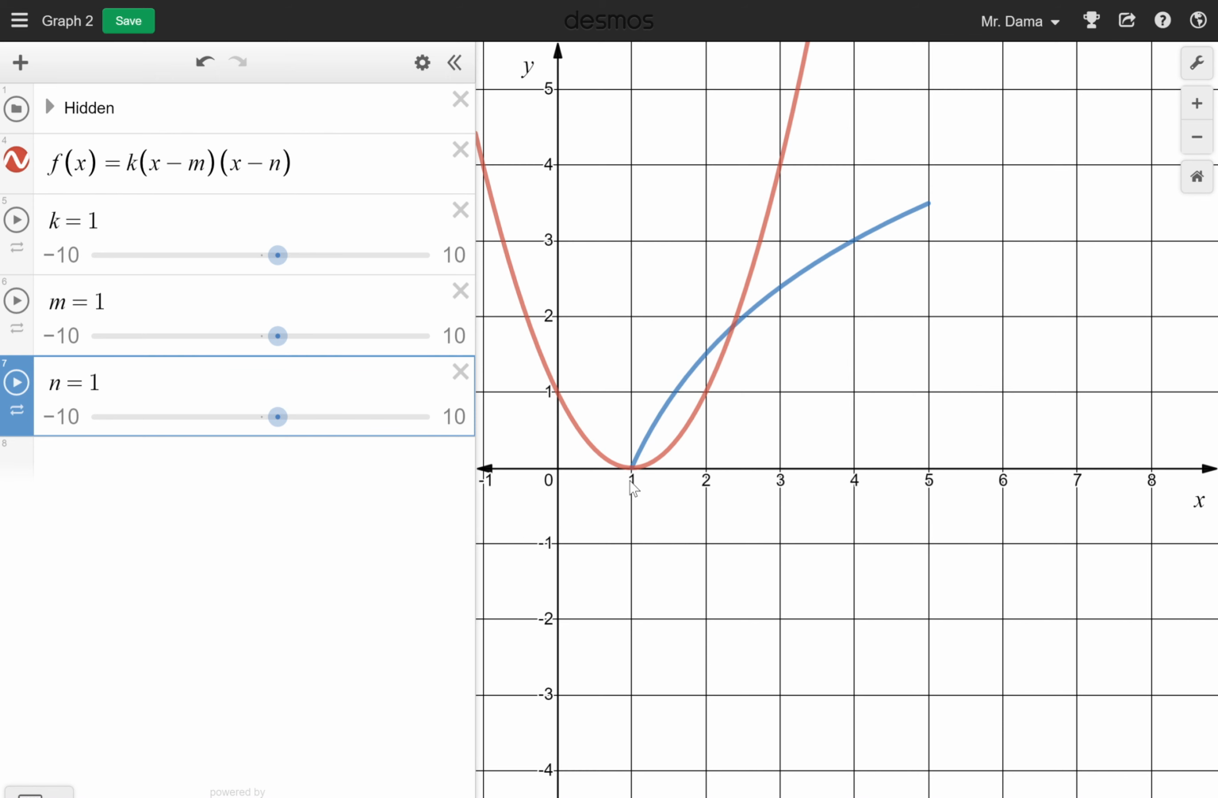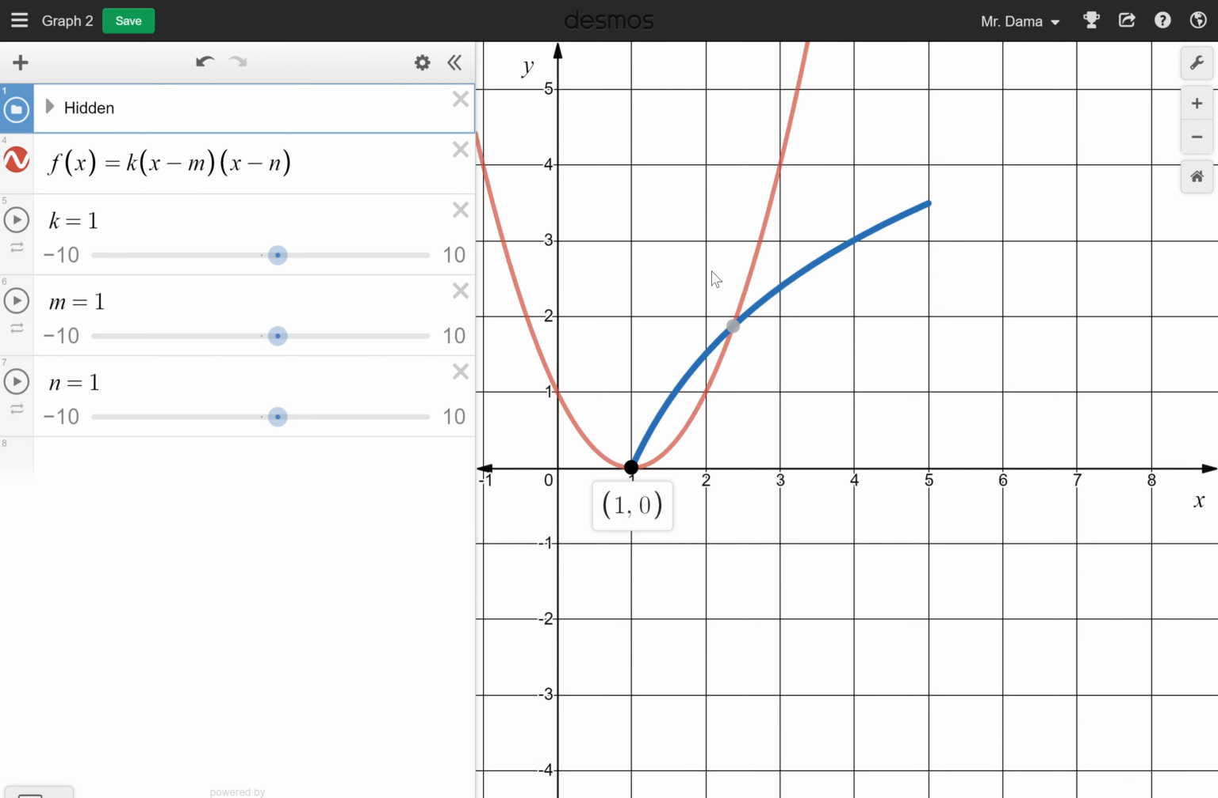Okay. What do you think the domain should be? What do you think the domain eventually should be? Look at the blue line. Where's the domain of the blue line? Yeah, the domain of the blue line is from 1 to 5. And so eventually I am going to put a restriction and say my domain is from 1 to 5. But I want to try and draw a parabola.